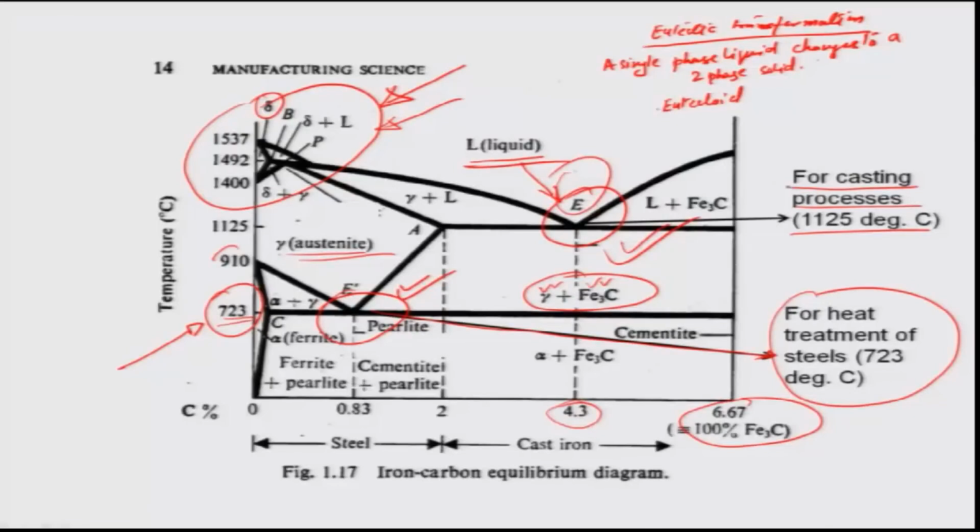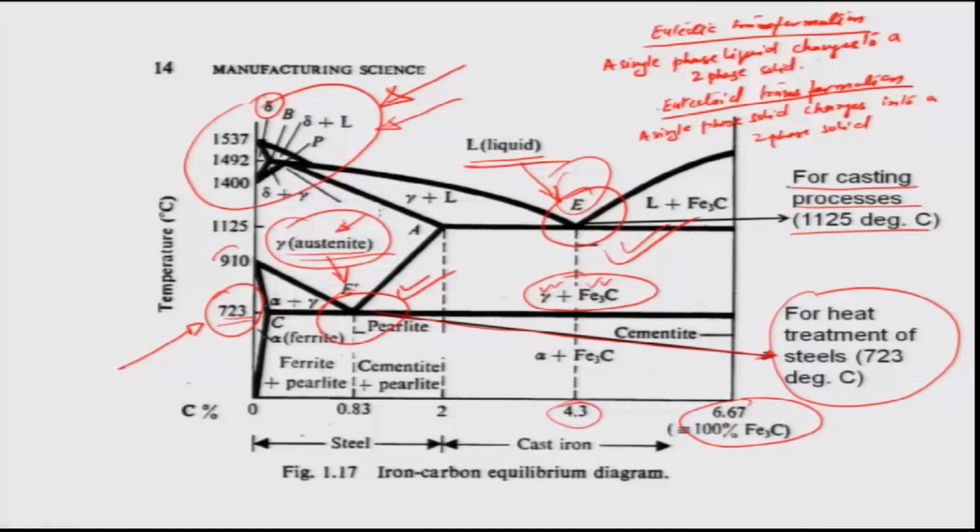Okay. And the eutectoid transformation in this diagram corresponds to a situation where, instead of a single phase liquid, a single phase solid changes into a two phase solid. Okay. So, in this diagram, if we look carefully at this particular point E dash right here, we have on one hand gamma austenite, which is a complete FCC. So, in this case, as you know, the austenite is already an FCC structure.